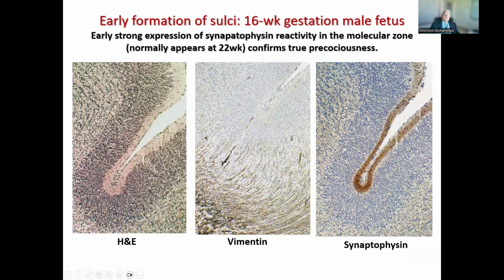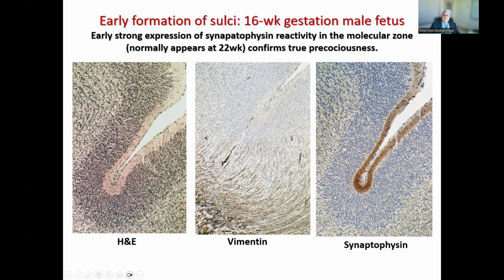Here's another example of another sulcus, and you can see that these radial glial fibers in the middle, Vimentin immunoreactivity, are going around the sulcus. Synaptophysin shows that there is only a little bit of synapse formation in the molecular zone of the cortex, but this also is a little bit precocious.